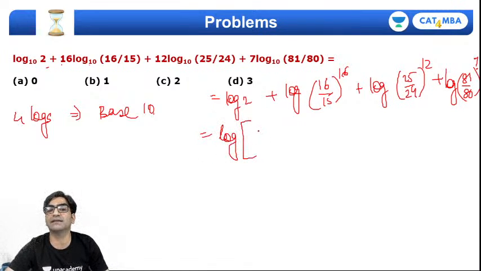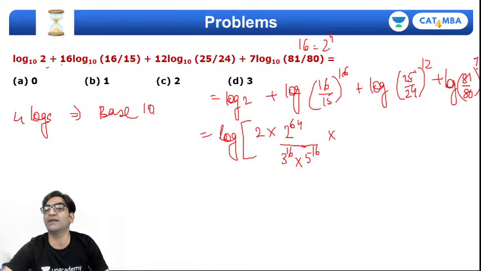सो नाउ लेट्स राइट दिस एज 2 इंटू, अब 16 को लिखते हैं 2 पावर 4. 16 इज 2 पावर 4. सो अगर हम मल्टीप्लाई करेंगे 4 इंटू 16, दिस विल बिकम 2 पावर 4 इंटू 16 इज 64, राइट? 15 itself is 3 into 5, so 3 power 16 into 5 power 16. ऐसे ब्रेकअप करते हुए चलते हैं, मल्टीप्लाई करते हुए, राइट?